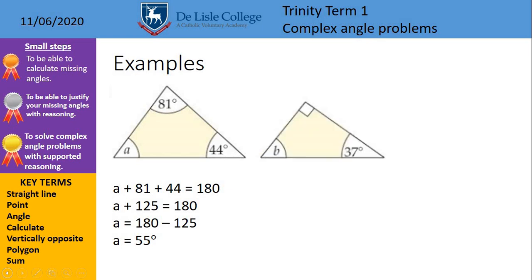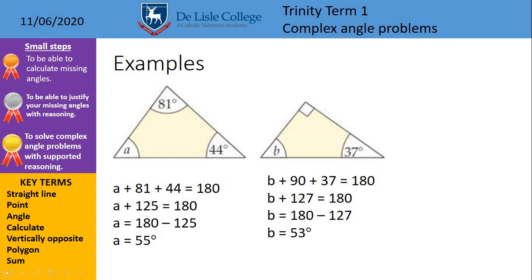Next one, and this is a common theme, that when they're doing find the missing angles, they will use the right angle notation. So you just have to remember that means 90. So B plus 90 plus 37 is 180 degrees. Combining those, we can work backwards and we'll get B is 53 degrees.